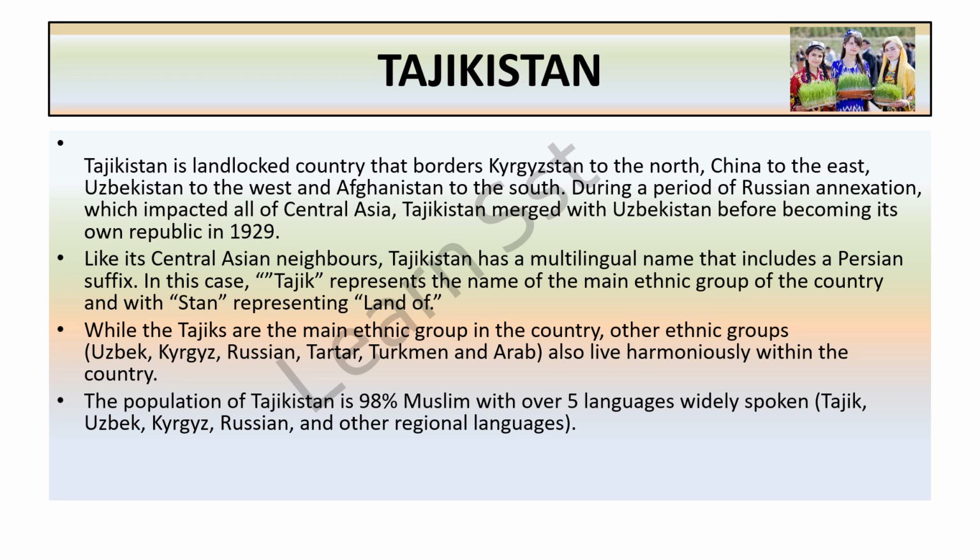While the Tajiks are the main ethnic group in the country, other ethnic groups like the Uzbek, Kyrgyz, Russian, Tatar, Turkmen and Arab also live harmoniously within the country. So there are so many ethnic groups in the country and they are all surviving in peace and harmony with each other. The population of Tajikistan is 98% Muslim with over five languages widely spoken, that is Tajik, Uzbek, Kyrgyz, Russian and other regional languages.